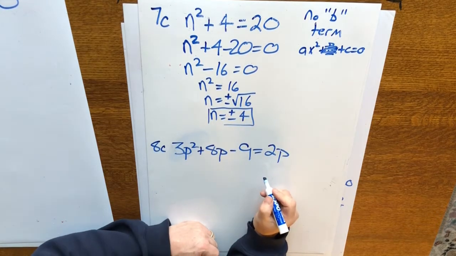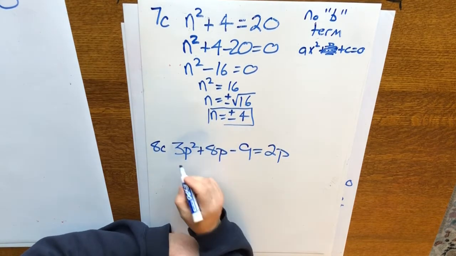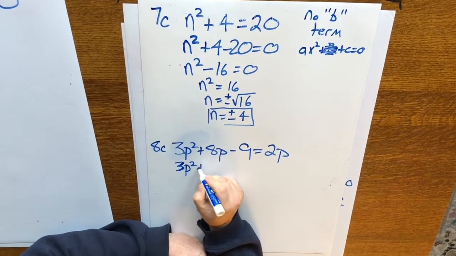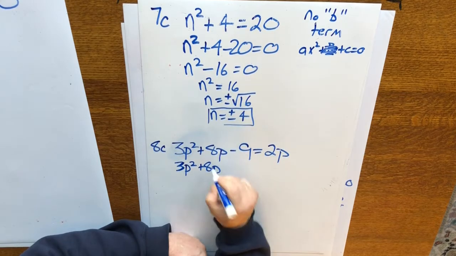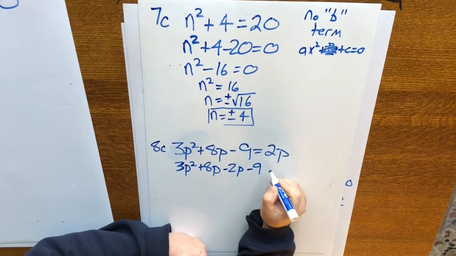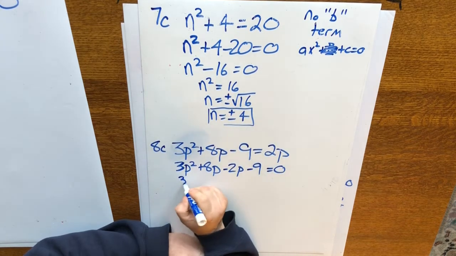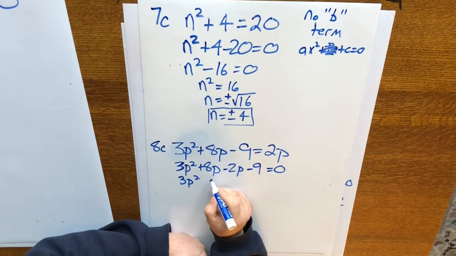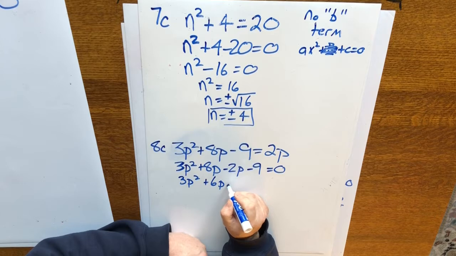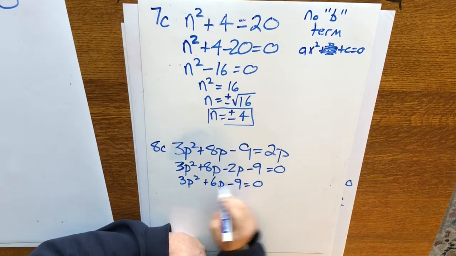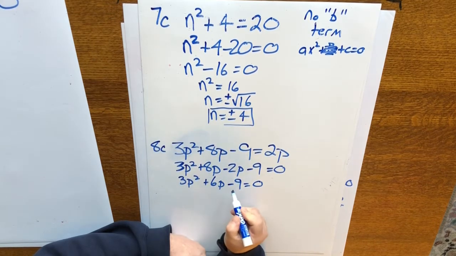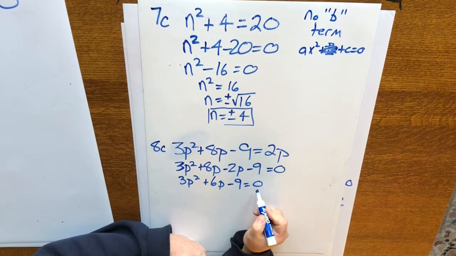This one we need to solve as well. This is question 8c from your homework, so we're going to rearrange it like this. 3p squared plus 8p. We're going to transpose the 2p, and it's going to become a minus 2p minus 9 equals 0. 3p squared plus 6p, putting these two terms together, minus 9 equals 0. Now it's a quadratic equation equal to 0, and it's in the form ax squared plus bx plus c equals 0 in that proper order.